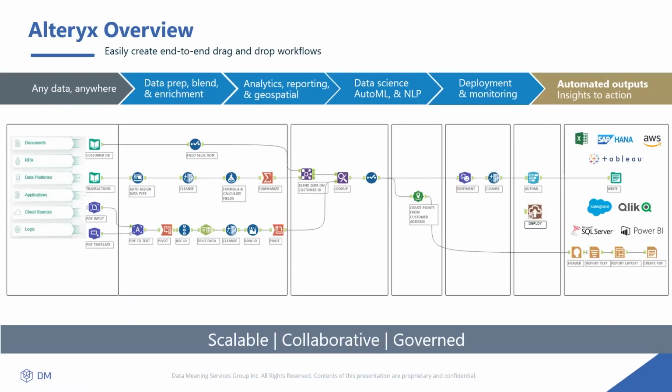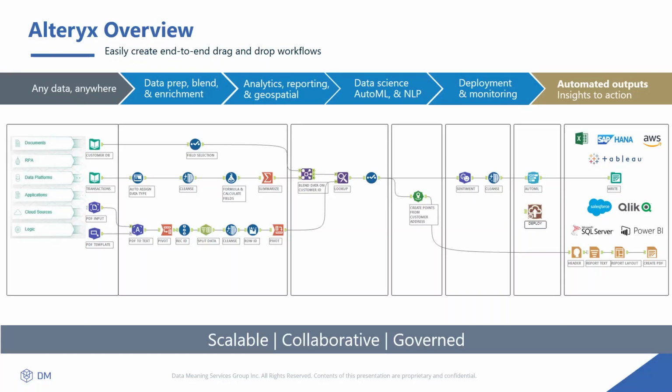Alteryx is an analytics automation platform that delivers end-to-end workflows. You can bring data from anywhere: files, databases, APIs, websites. You can do data prep, data blending. It can enrich your data. You can create your own analysis and reports. You can also cover more advanced use cases such as geospatial analytics, data science, auto machine learning, and natural language processing. You can output your results to files, databases, data visualization platforms, or you can create reports and send emails, all in a single workflow.